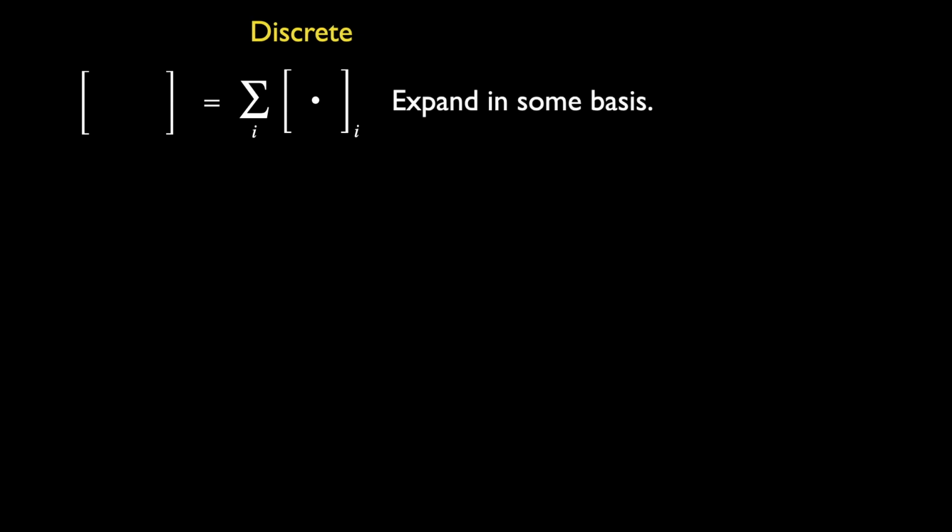We start with an object that lives in discrete space and expand it in terms of some vector basis in Hilbert space. Assume that this basis satisfies the orthonormality conditions. This object could be a state vector or an operator. The point is that both of these are basis-independent objects.